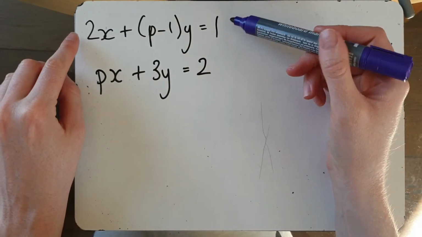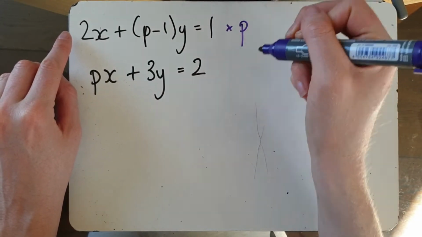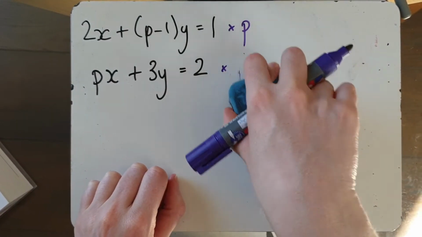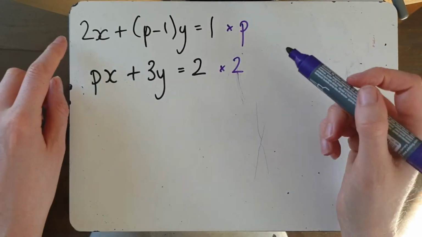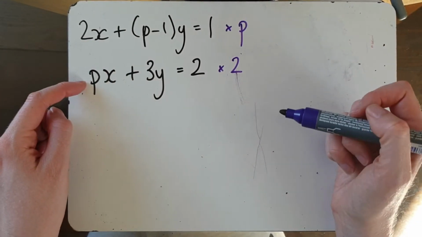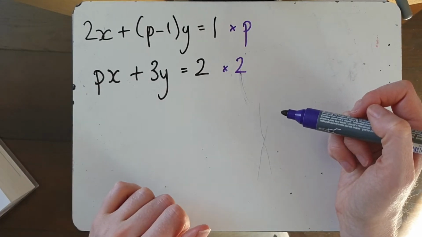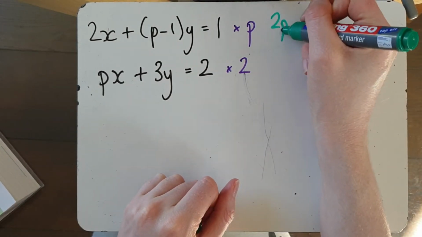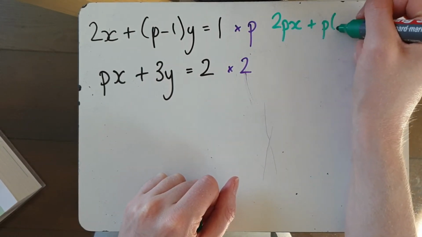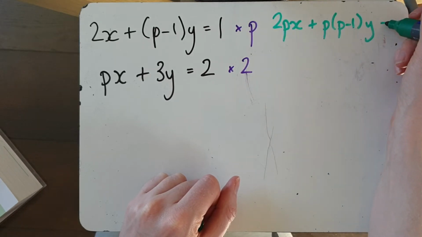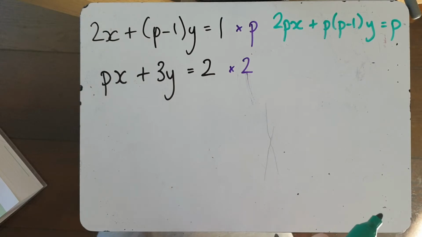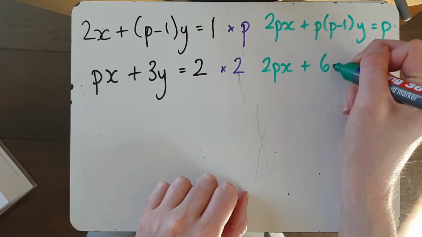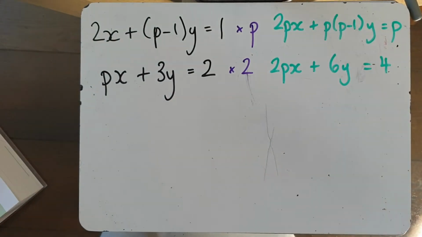If I multiply this equation by p and I multiply this equation by 2, then I'll end up with 2px and 2px, and I can eliminate those. So if I do that, I'm going to have 2px plus p into (p minus 1)y equals p. And I'm going to have 2px plus 6y equals 4.